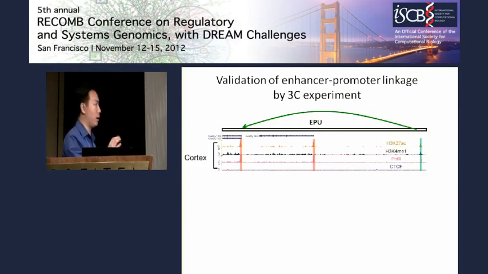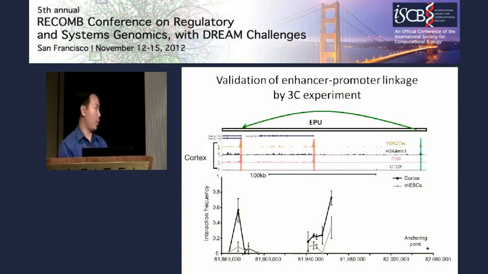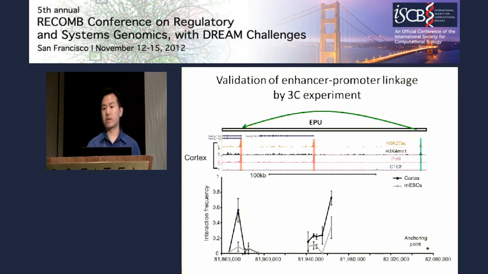So if the EPU analysis is correct, then you would expect to see a strong physical interaction between these promoters and enhancers. And that's exactly what we see here from the 3C experiments. In this experiment, we use the enhancer as an anchor point, and we design a series of primers around this promoter. This sharp peak right on top of the promoter indicates that this gene strongly interacts with this enhancer. In total, we performed 7 3C experiments, and all confirmed the linked promoters and enhancers.